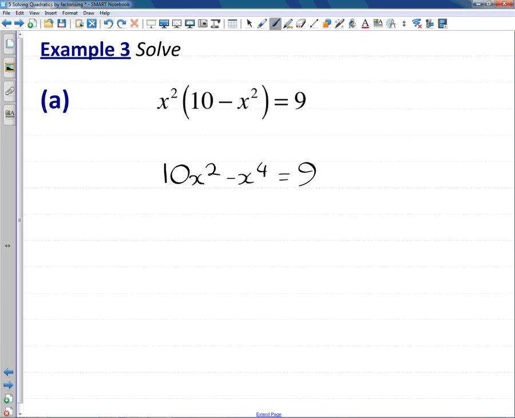Now I'm a bit concerned about the x to the 4, because this lesson is really about solving quadratics, not polynomials with a power of 4. But nonetheless, let's just keep persevering. I'm going to make this side equal 0. So we're going to add the x to the 4 to both sides, and we're going to subtract 10x squared from both sides. So now we're going to get a minus 10x squared there. We're going to leave the 9 where it is on the right hand side.